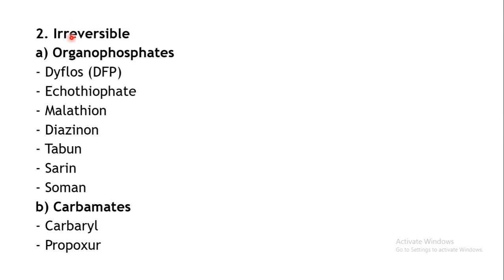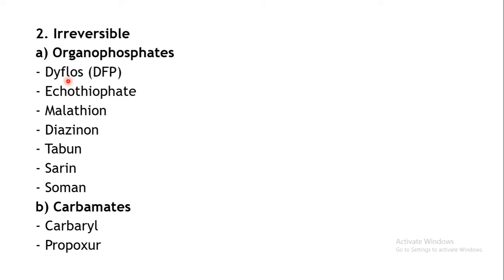Then the second type of anticholinesterases are irreversible inhibitors, which will block the enzyme permanently. It will damage the enzyme. So this type of inhibition is irreversible. You cannot gain back the activity of this particular enzyme unless and until new enzymes are formed. Again, these are of two subtypes: organophosphates and carbamates.